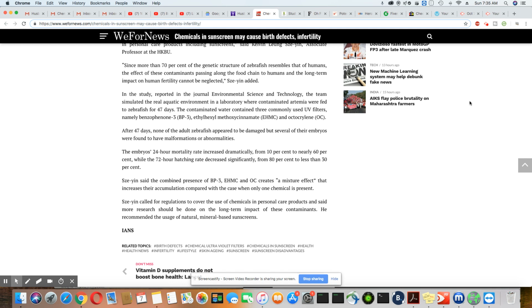Okay, so they're saying in their study, they had found that when they fed a zebrafish with these aquatic animals, whatever zebrafish feed on, they gave it to them for 47 days. And these creatures had the same type of compounds that the sunscreen had. After 47 days of doing this, none of the adult zebrafish appeared to be damaged, but several of their embryos were found to have malformations and abnormalities. The embryo 24-hour mortality rate increased dramatically from 10% to nearly 60%, while over a 72-hour period, hatching rate decreased significantly from 80% to less than 30% of the embryos hatched.